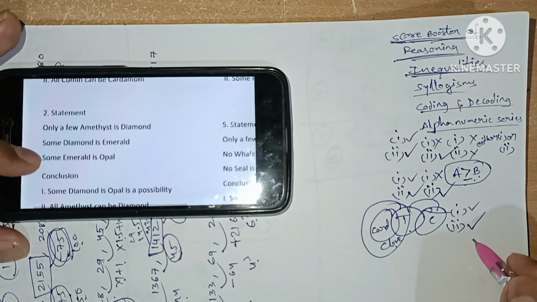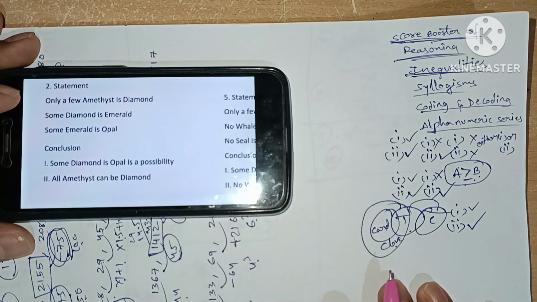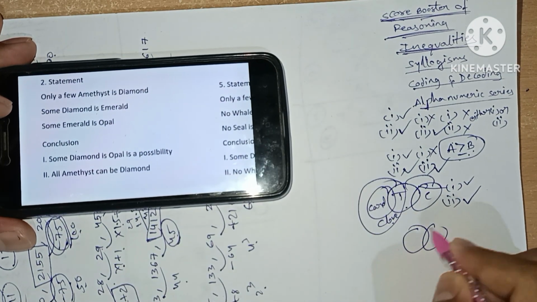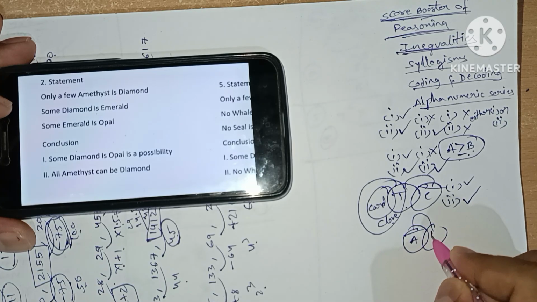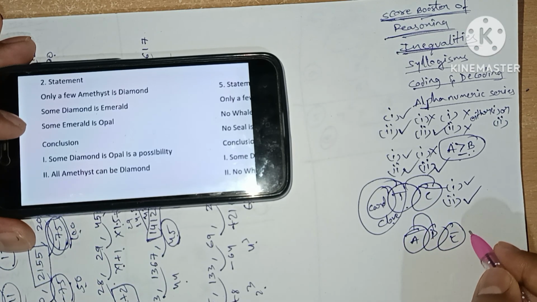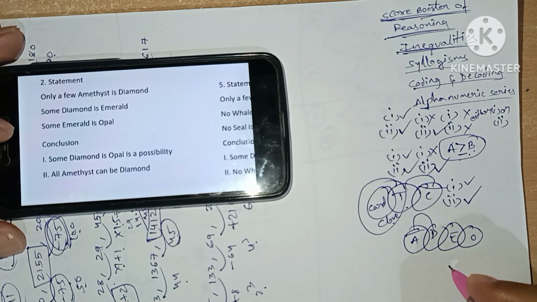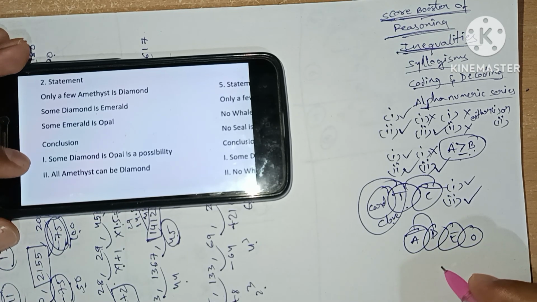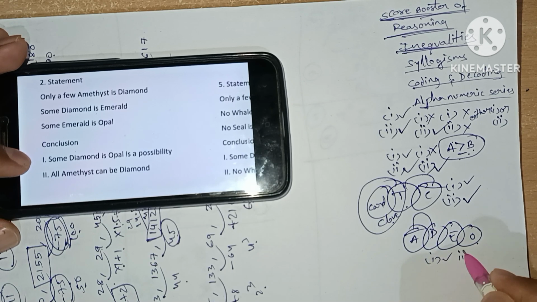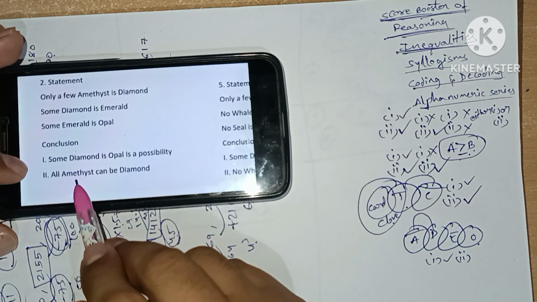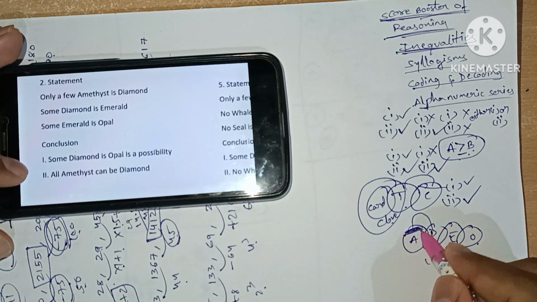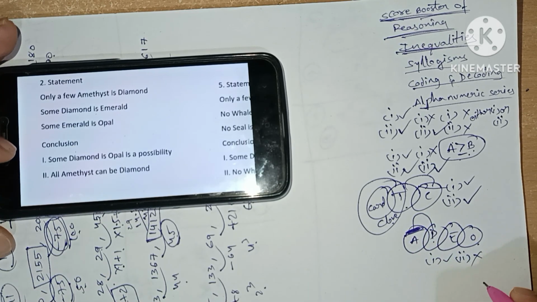Next, second question, only a few MSTC is diamond. Some diamond is emerald. Some emerald is opal. Okay, let's see conclusions. Some diamond is opal is a possibility. Yes, it is possible. So first one is true. Second one, all MSTC can be diamonds. No, it is not possible because of this part. So second one is false.